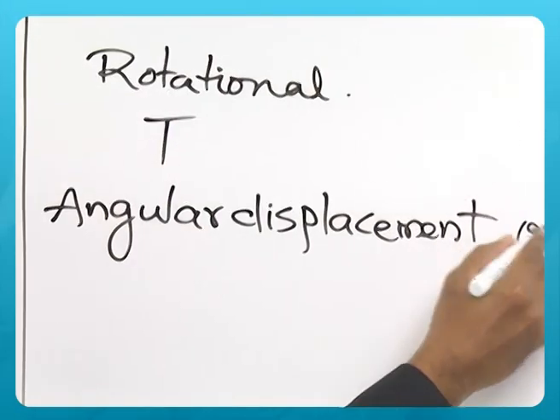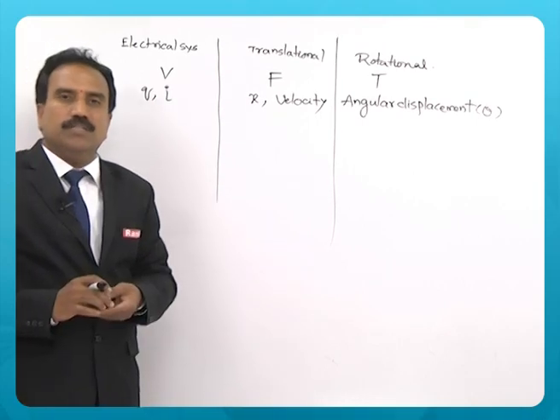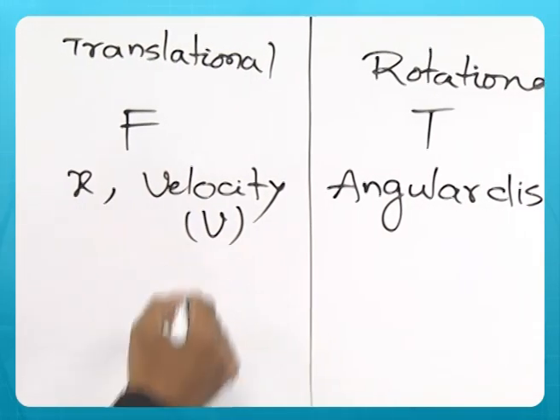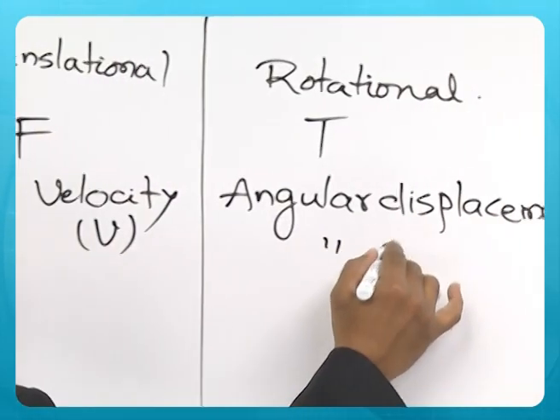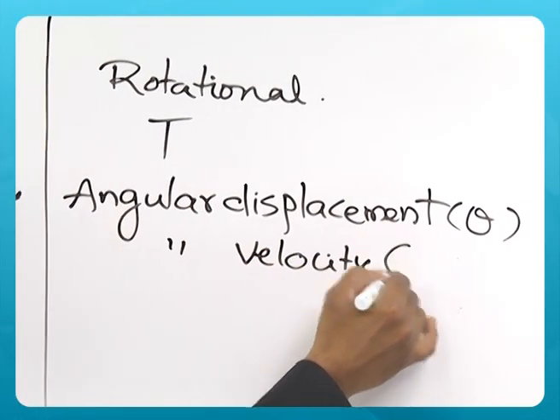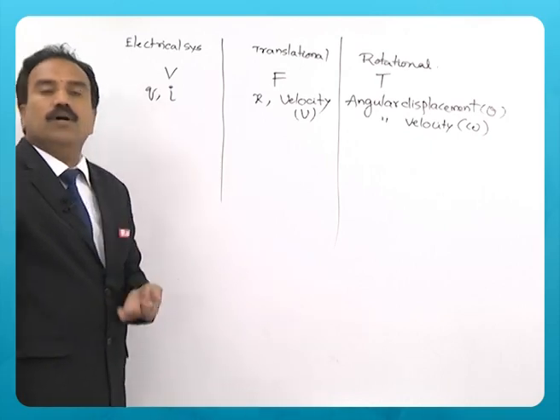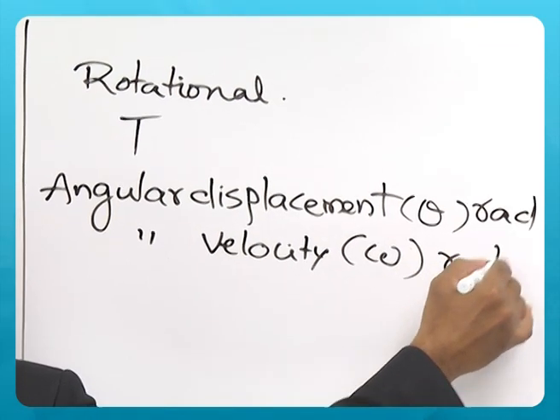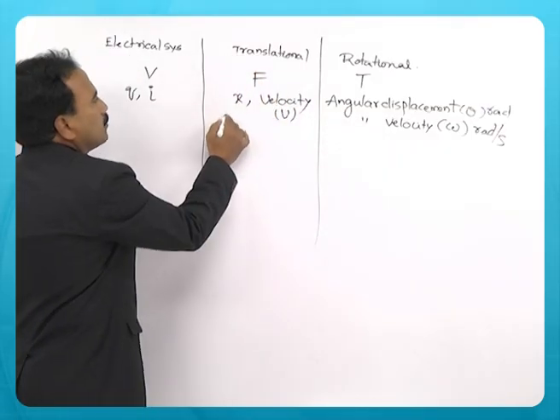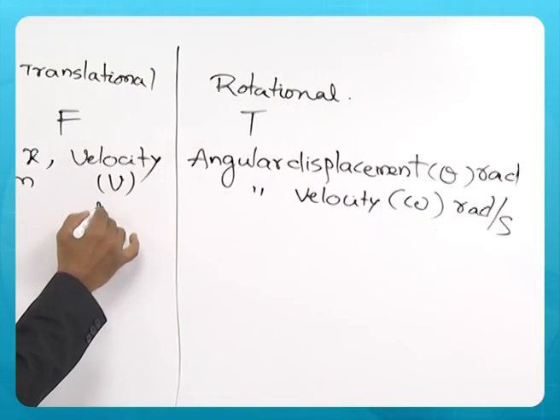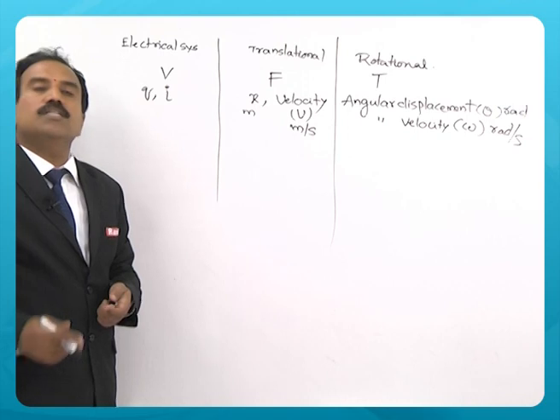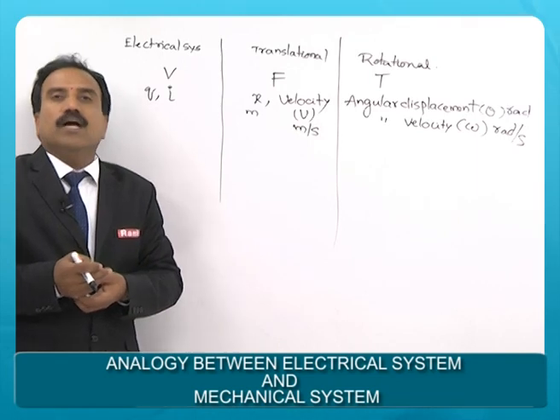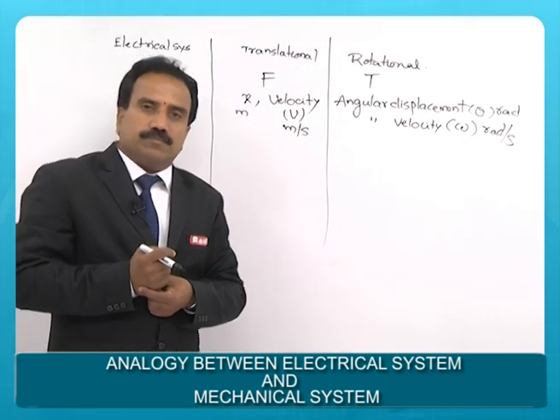It is represented by theta, the angular displacement, and velocity, it is a linear velocity represented by v, but this is angular velocity, it is represented by omega, that is theta dot. So, the units are radians here, this is radians per second, whereas linear displacement is meters and velocity is meters per second. So, that is the only difference. You have a fixed axis rotation, so angular displacement, angular velocity, angular acceleration.